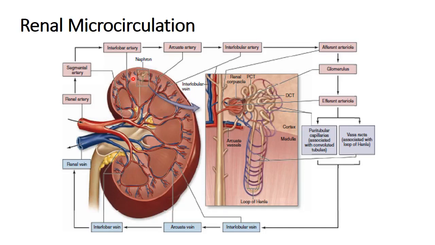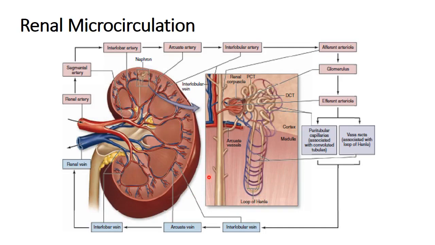The interlobar artery will then give rise to arcuate arteries that run in the corticomedullary junction. These all are arcuate arteries, and these arcuate arteries will give rise to interlobular arteries. This is the interlobular arteries. So again, we have the renal artery giving rise to segmental, interlobar, arcuate, interlobular.